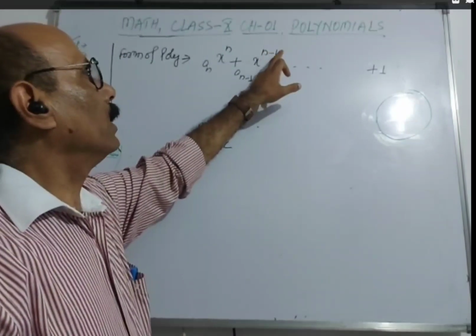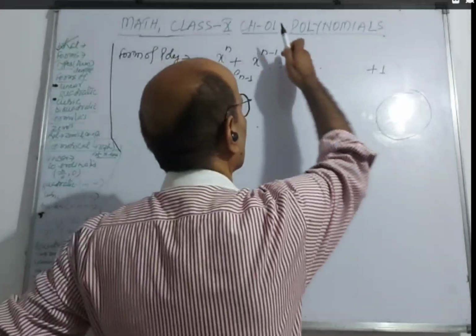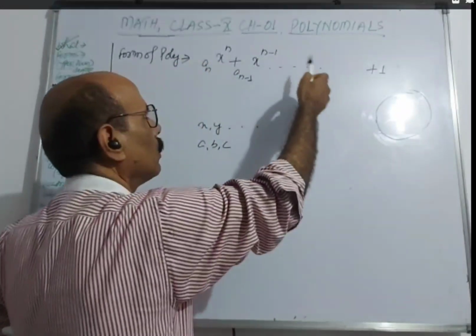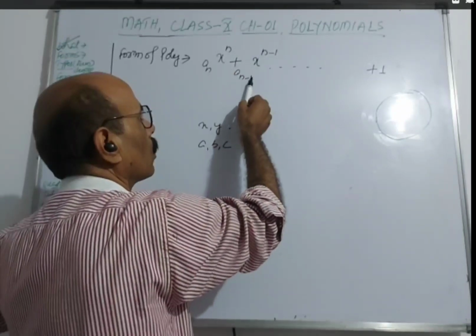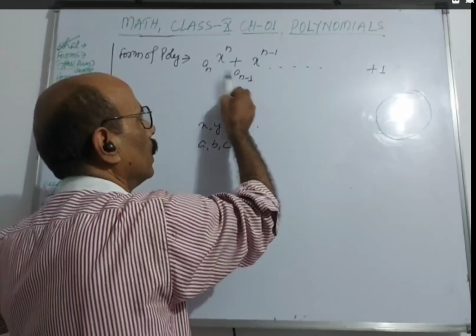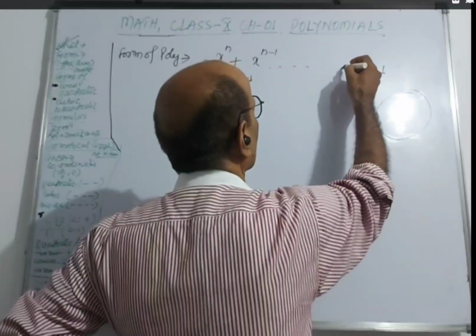So n will come. N minus n means what? 0. X to the power 0 means 1. Variable also 1, constant also 1. So this is 1. Before that, what will be there?